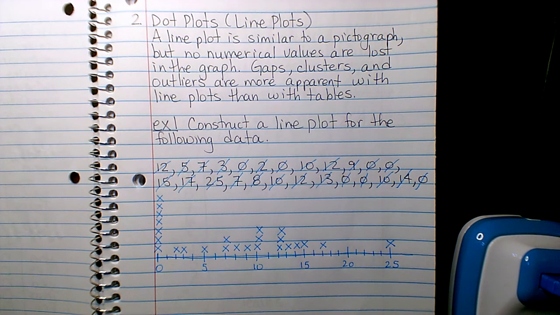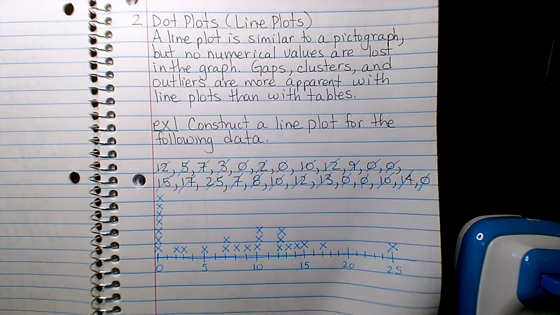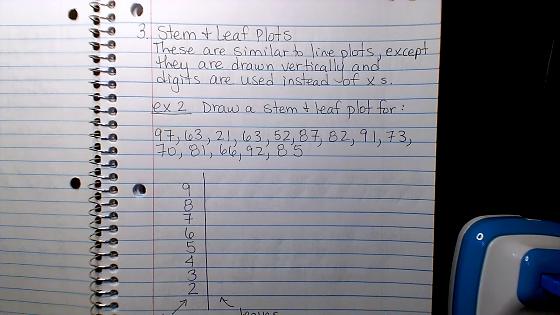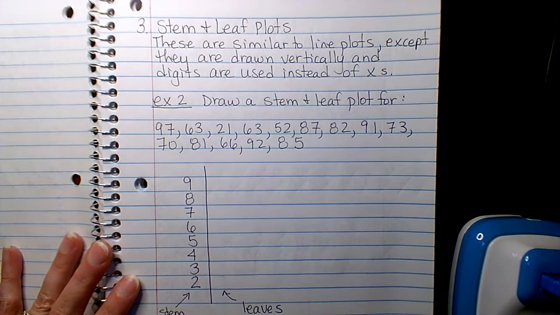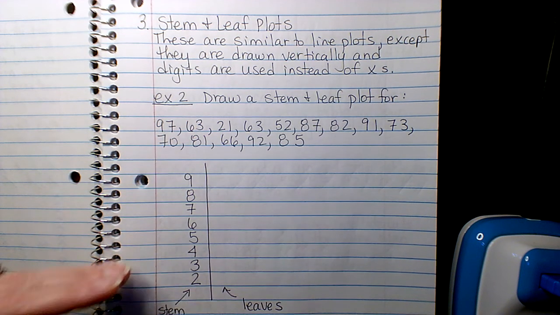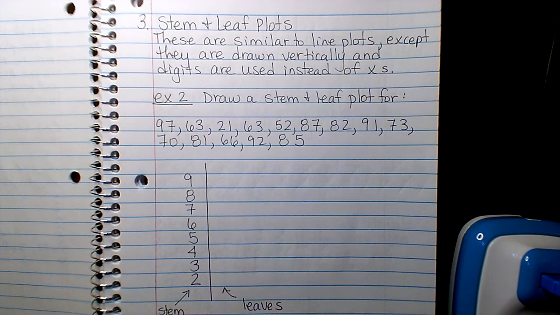But yeah, that's all there is to plotting these. So there's a line plot. All right, next up we got a stem and leaf plot. Now this is one that I bet you haven't heard of. This is a not well-known kind of graph. This is similar to a line plot. It's just going up and down instead of side to side, and instead of X's, we're going to use the ones digits.